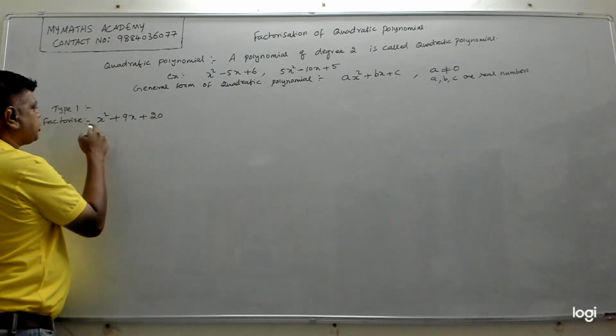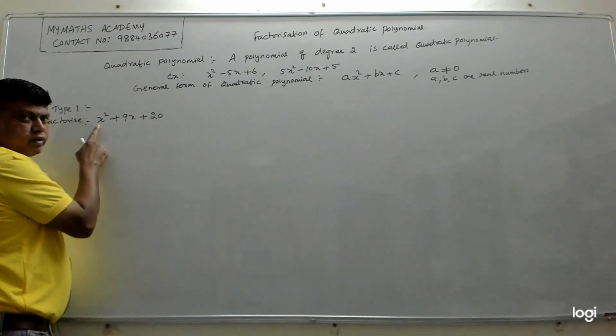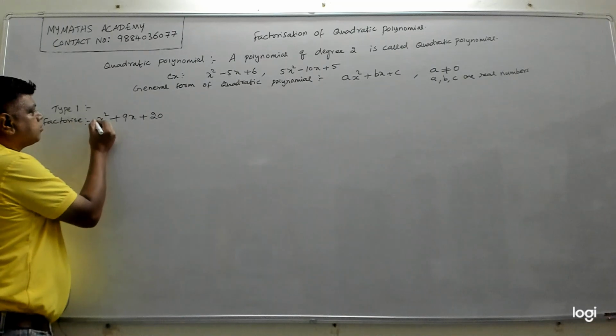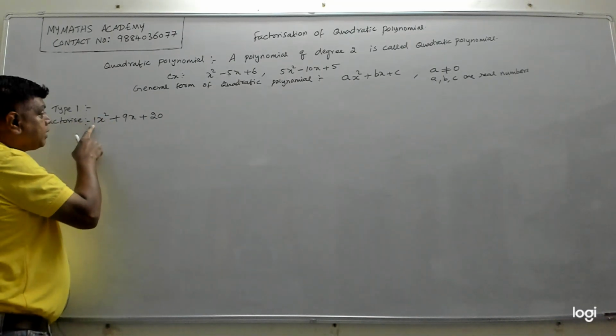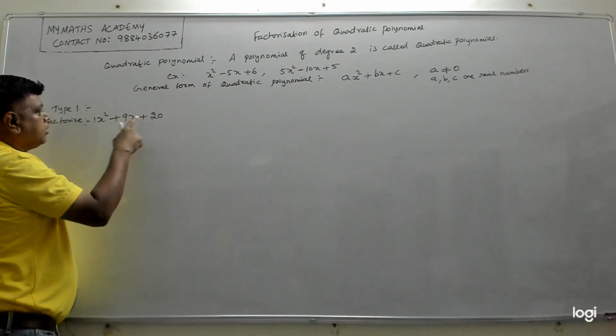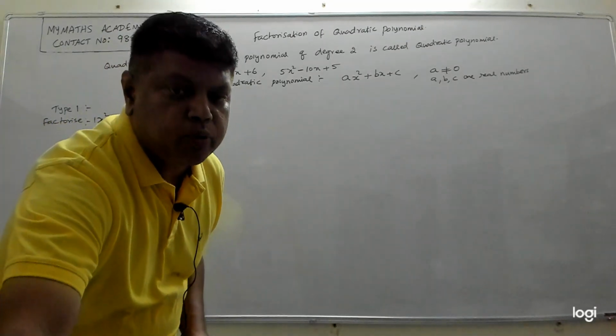Now we should always take the coefficient of x square. The first step is to take the coefficient of x square. What is that coefficient of x square? It is 1. If nothing is there, it means 1 is there. So take the coefficient of x square, which is 1, and multiply that with this constant without any x or x square, which is 20. So 1 into 20. What is 1 into 20?